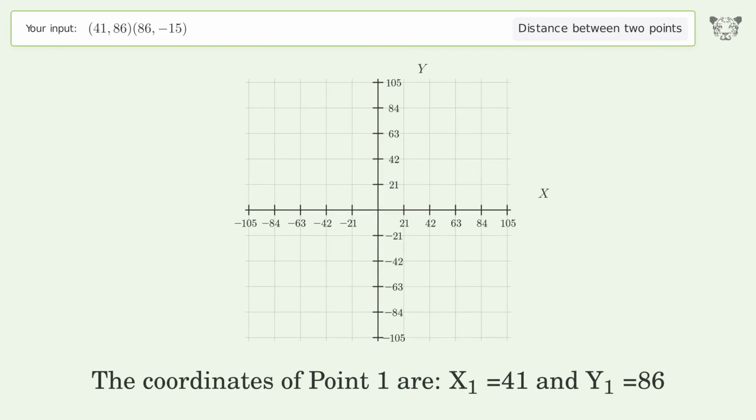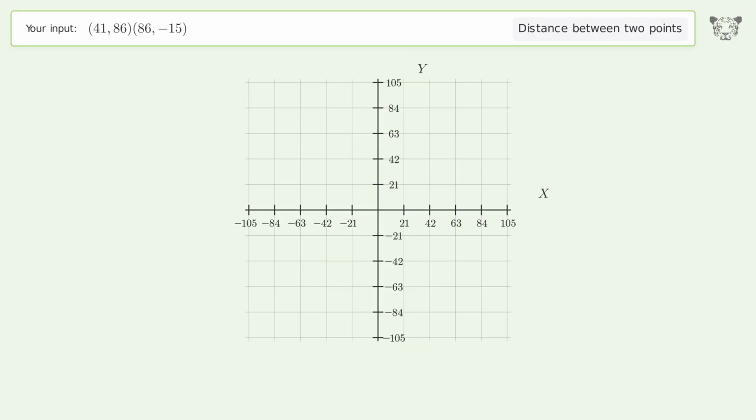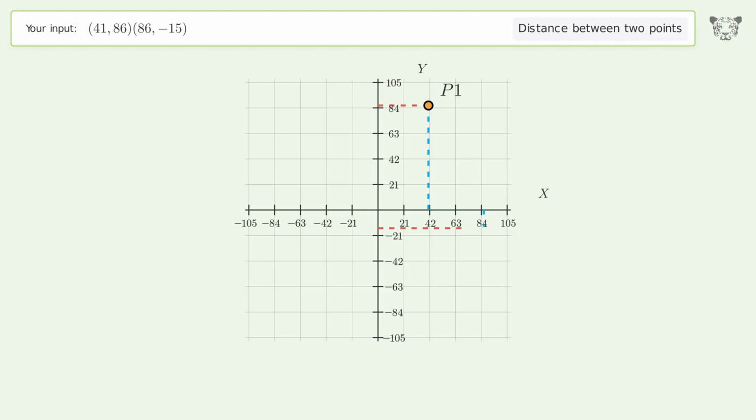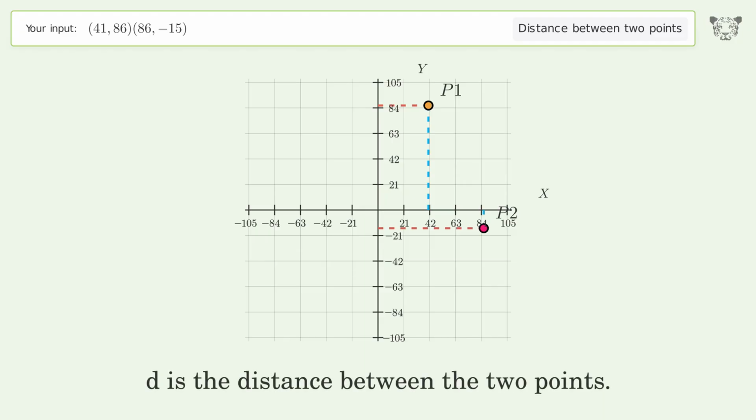The coordinates of point 1 are x1 equals 41 and y1 equals 86. The coordinates of point 2 are x2 equals 86 and y2 equals -15. D is the distance between the 2 points.